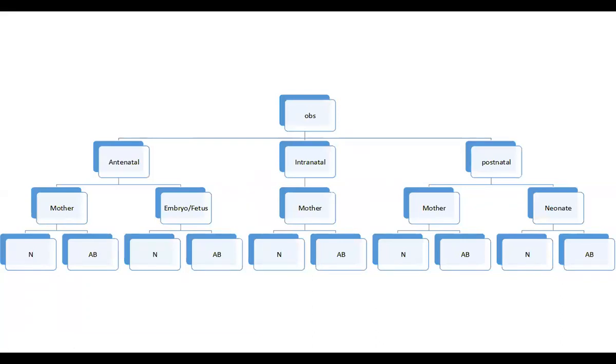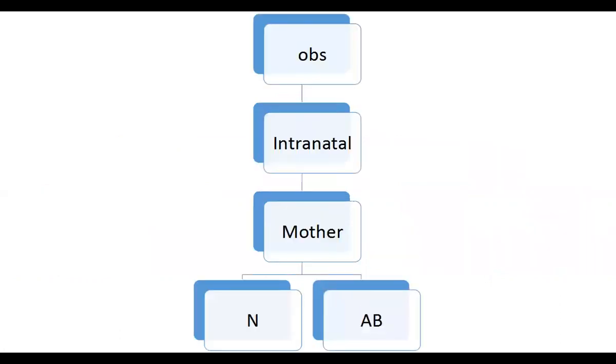Again, for understanding purposes, we have divided it into three parts: the antenatal part, intranatal part, and the postnatal part. Now we are going to see this part, that is, whatever happens during the delivery. That is intranatal, mother, normal and abnormal part. First, we are going to see the mother normal part of it. What are the things that take place during labor, during the natal part, that is obstetrics, intranatal, mother, normal and abnormal. Initially, we are seeing the normal part of it.